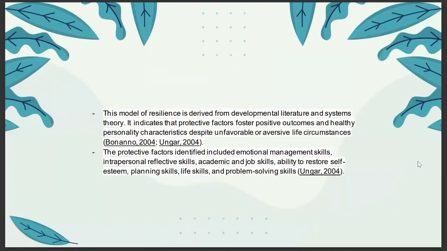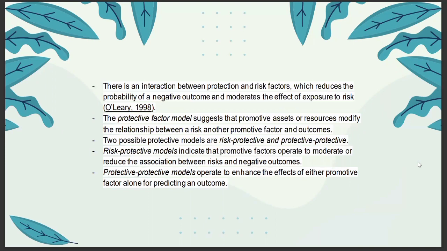This model of resilience is derived from developmental literature and systems theory. It indicates that protective factors foster positive outcomes and healthy personality characteristics despite unfavorable and aversive life circumstances. The protective factors identified include emotional management skills, interpersonal reflective skills, academic and job skills, ability to restore self-esteem, planning skills, life skills, and problem solving skills. So there is an interaction between protection and risk factors, which reduces the probability of a negative outcome and moderates the effect of exposure to risk.